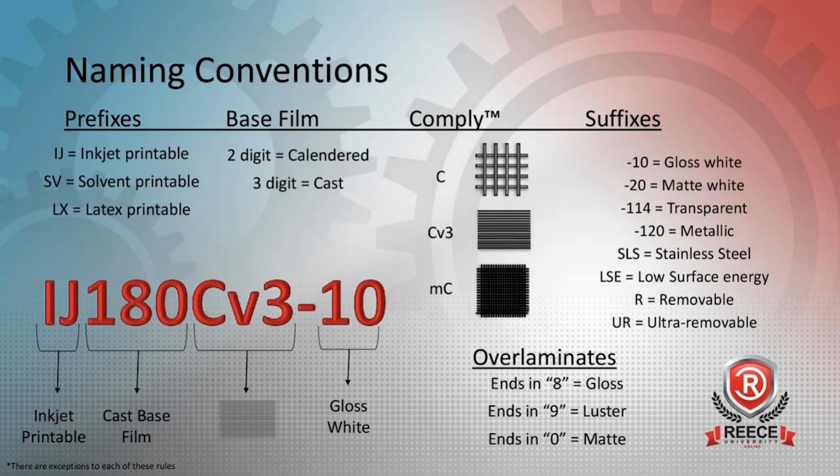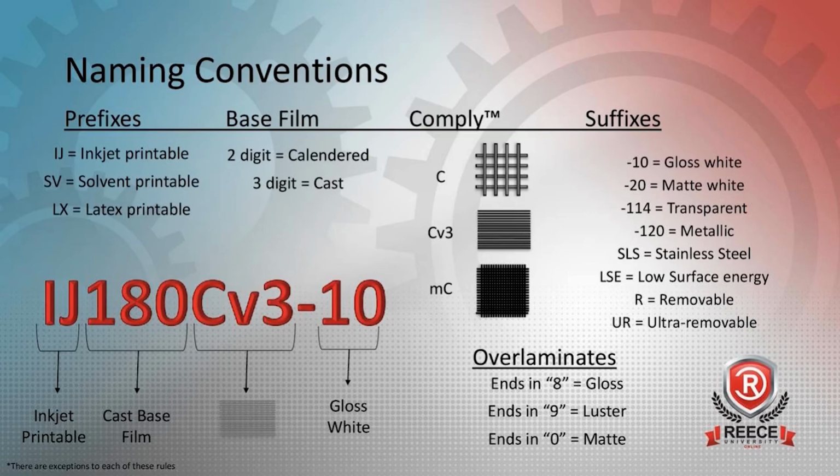And then we also have other suffixes that indicate other characteristics of the film. So you could have a -10 SLS would be a stainless steel version of that film. So the adhesive, and UR would be ultra removable. So these are all examples of indicators in the naming convention of each of our films and why we name them the way we do.